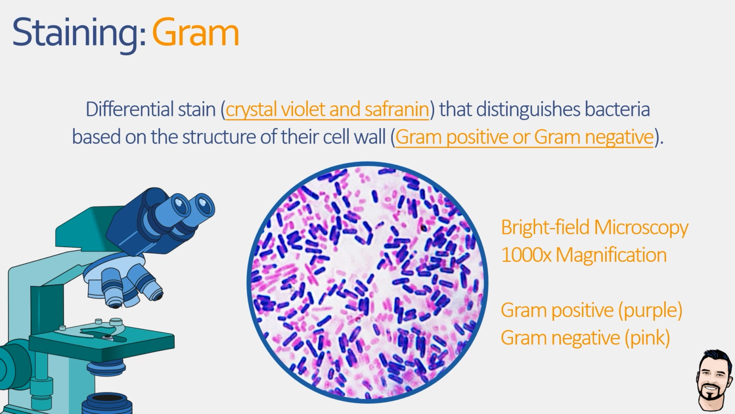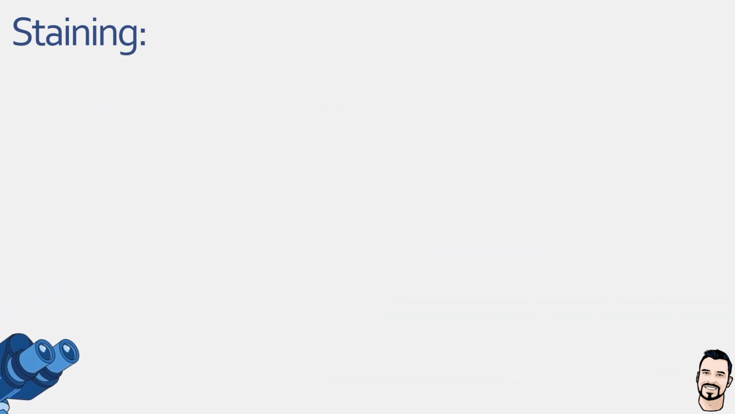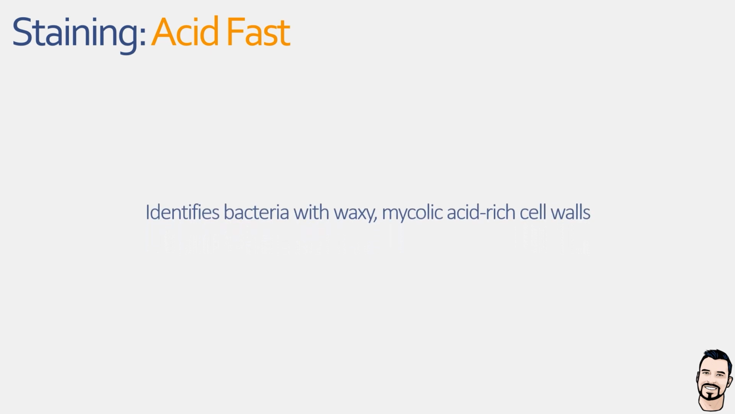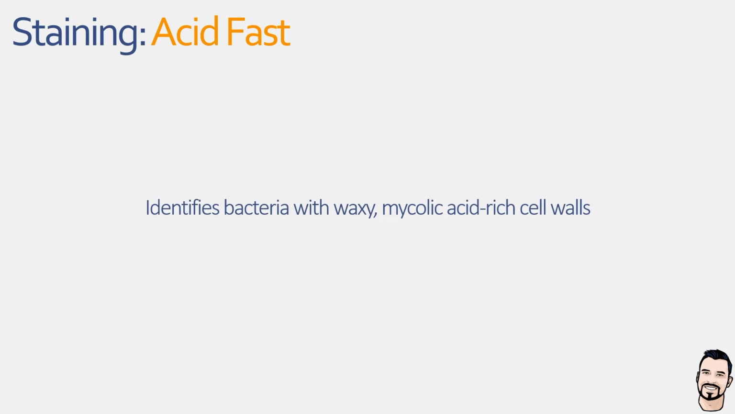However, a minority of bacteria are resistant to the gram stain, and this is due to the presence of a waxy lipid-rich cell wall that contains mycolic acid. This essentially prevents the penetration of water-based dyes such as crystal violet, and so in this instance we would opt for a different differential stain such as the acid-fast stain.